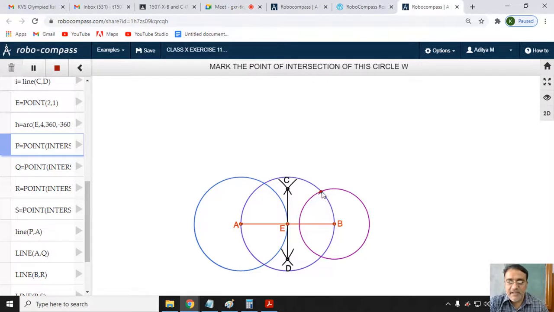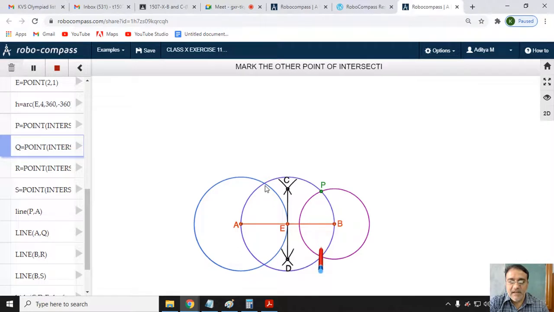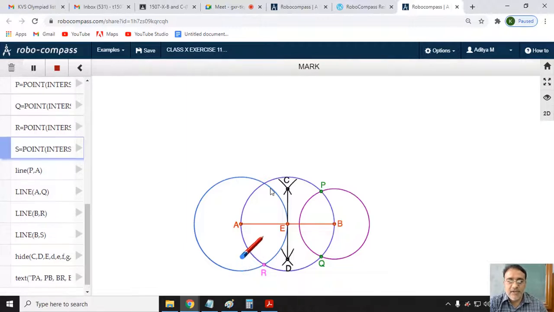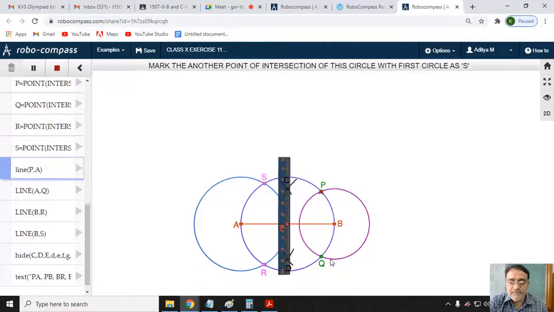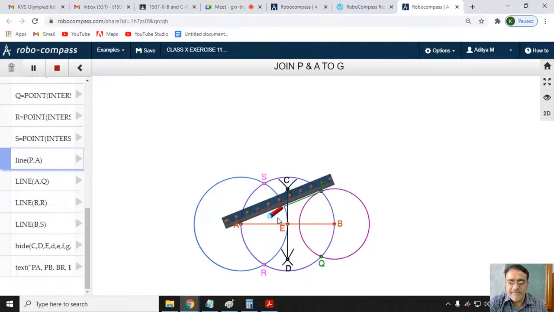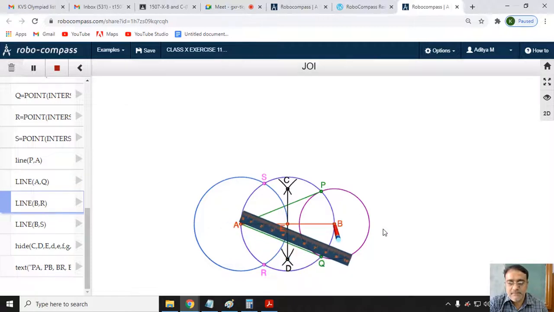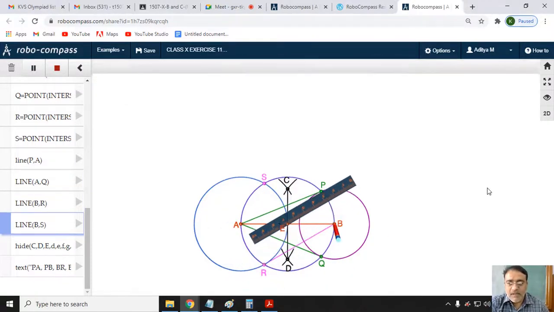Okay, इसको P ले रहे हैं, इसको Q लेंगे, and this will be R and this will be S. Then after that we will join AP and AQ, then BR and BS.